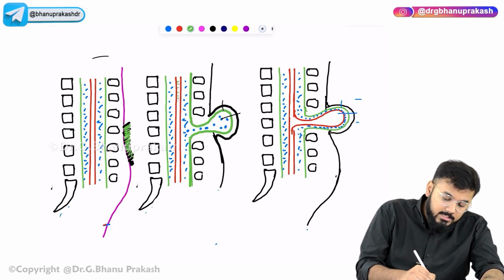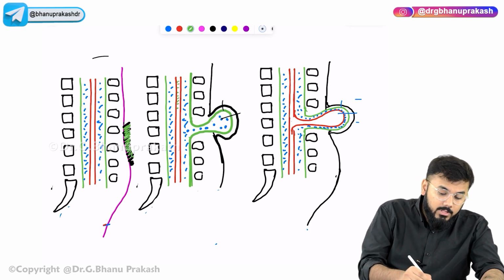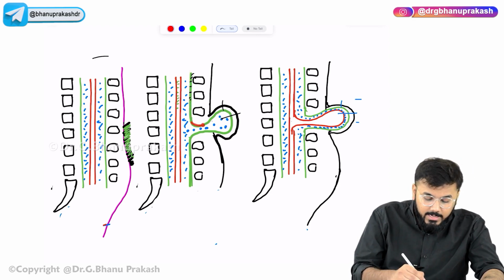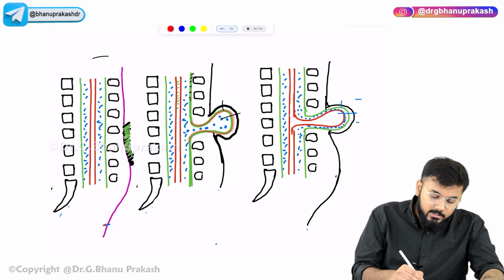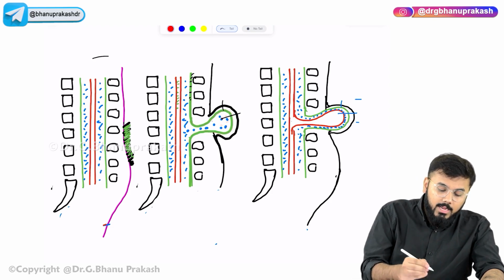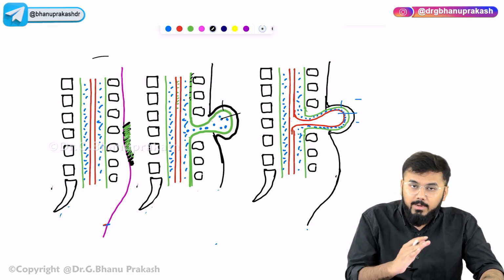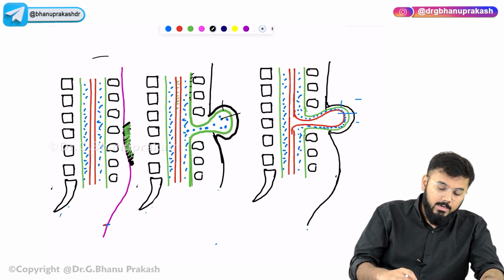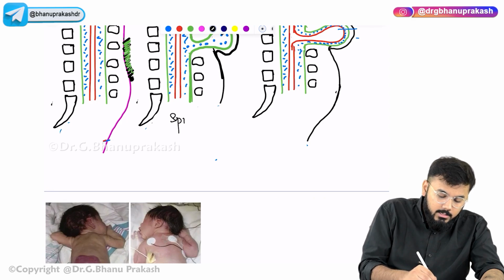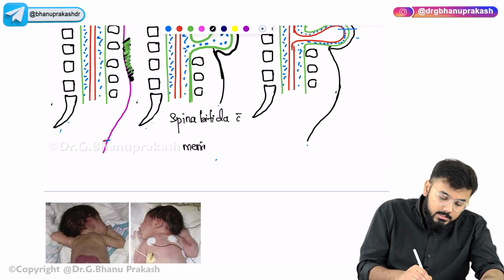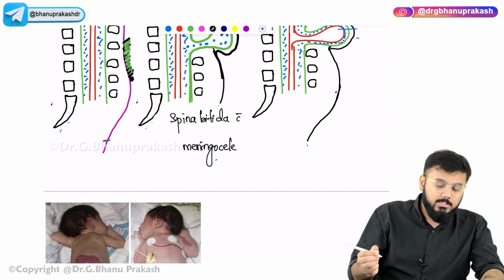This red color thing is the spinal cord in the center, but surrounding the spinal cord, this green color one is called as, what is this? This is your meninges. The meninges is herniating outside, you see, and there is also CSF within this. Now tell me, this is spina bifida with only meninges or meninges and spinal cord? Only meninges, right? So this is called as spina bifida with meningocele only. This is meningocele because only meninges are present.